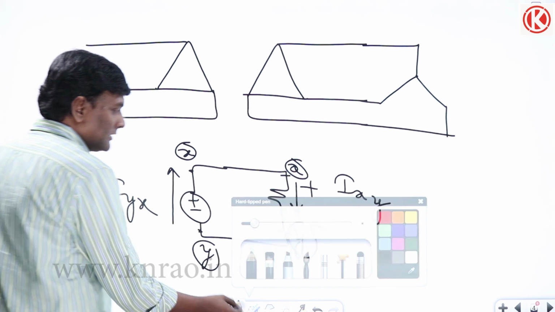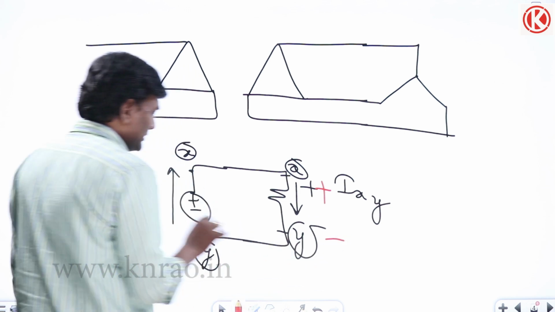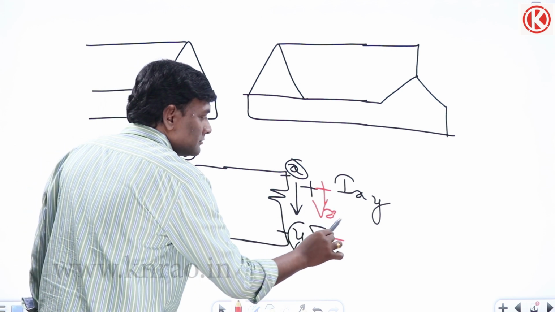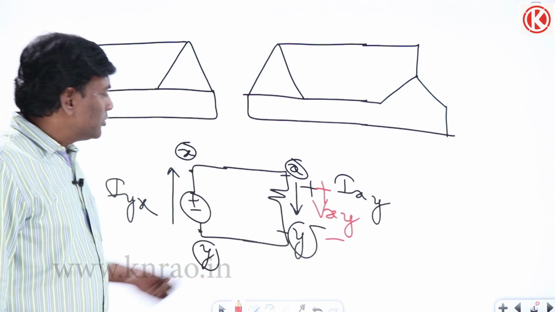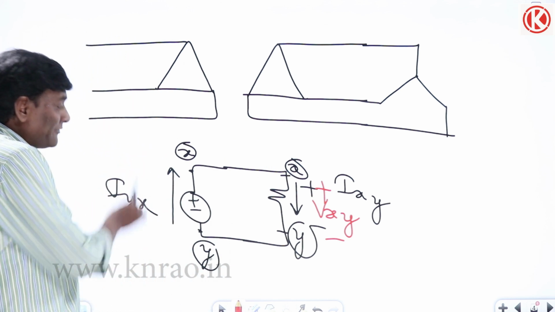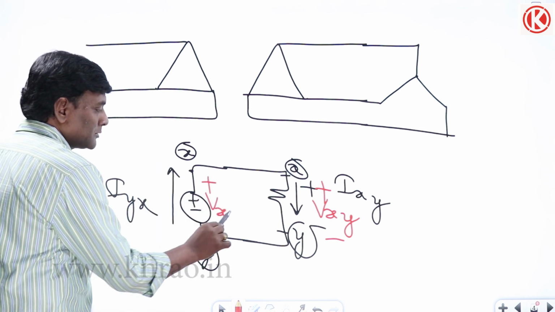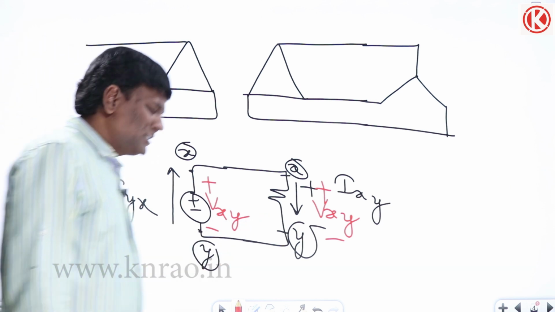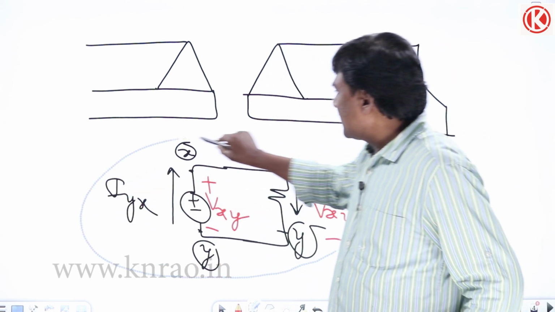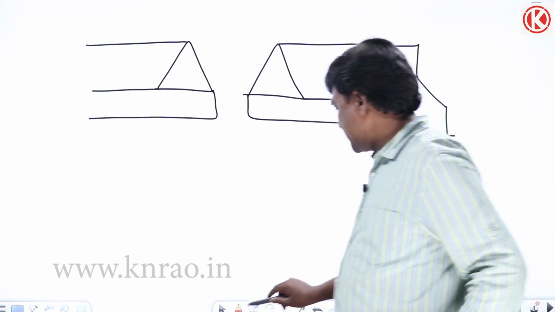Now if I write voltages, if I think of plus here, minus here, this voltage is going to be V of X with respect to Y. So in the load, Vxy and Ixy will be there, but in the source the current is going to be IYX, and the voltage is going to be V of X with respect to Y. Of course, we have seen this multiple times in networks. In the generator, current will go from minus to plus. In the load, current will go from plus to minus.